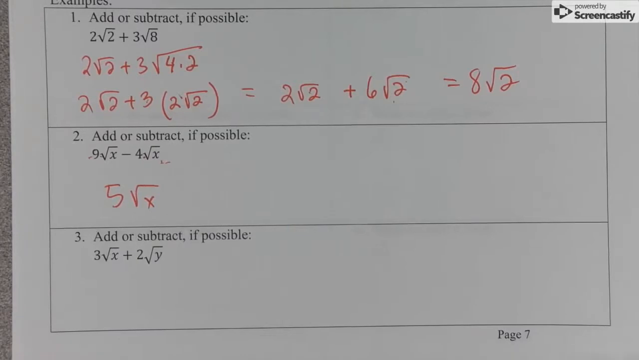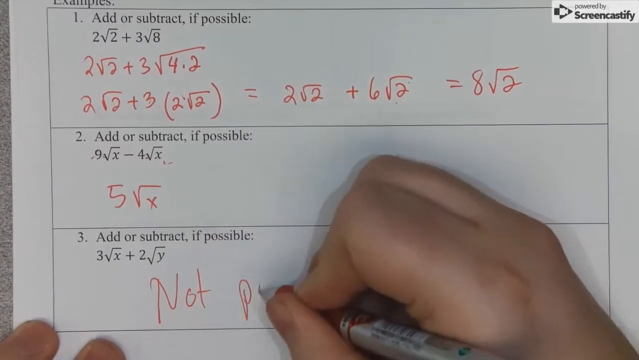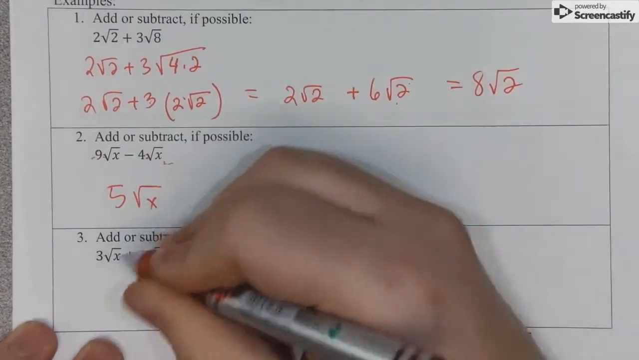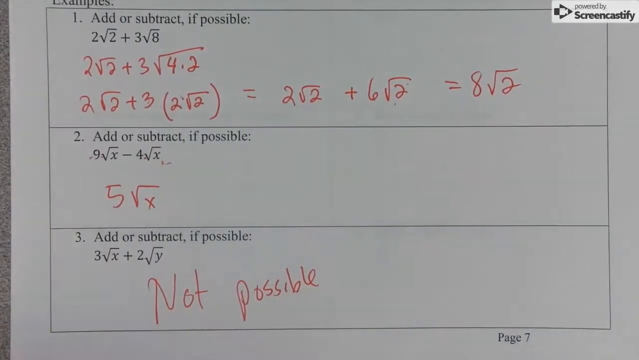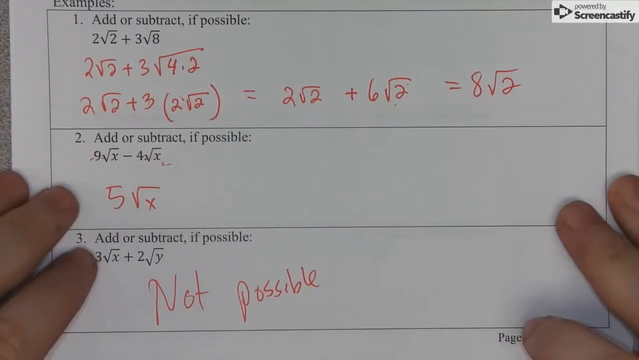3, add or subtract if possible. 3 square root of x plus 2 square root of y. We're just going to write not possible here. The radicands are clearly not the same. X and y are 2 different variables. So we can't add or subtract them. It's nice they're both square roots, but you can't add or subtract.